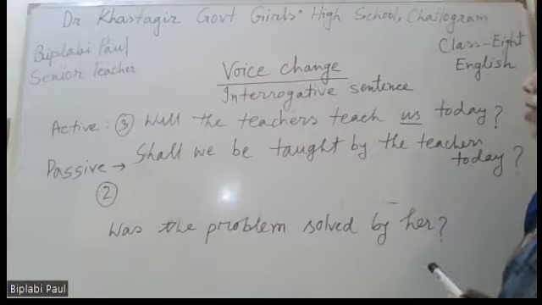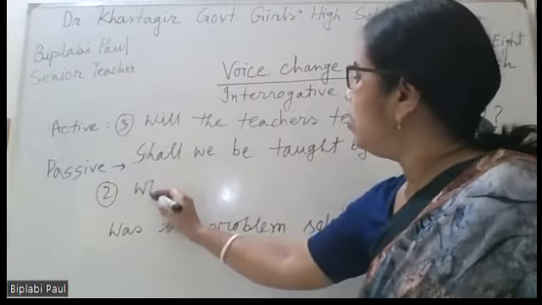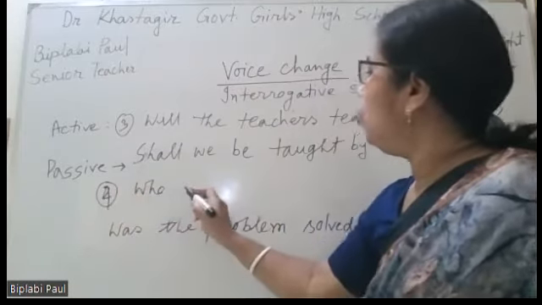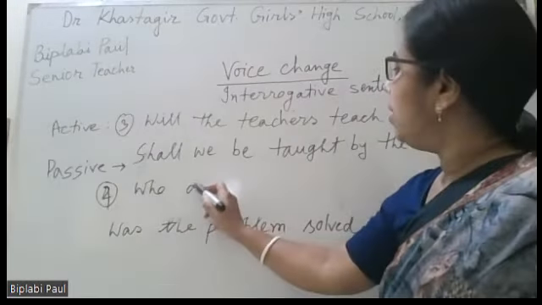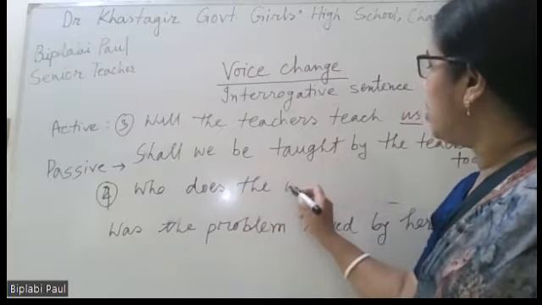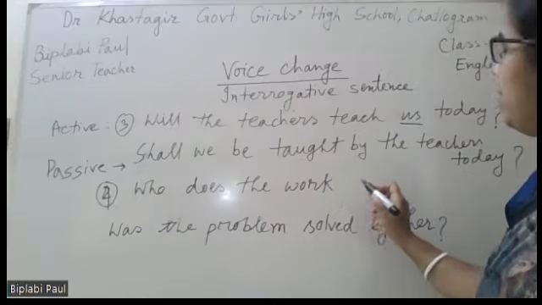Number 4 will be, who does the work? Look, it is not the base question. Who does the work? This is the base question. When the question is a WH question, then we have to follow a little bit different rule.